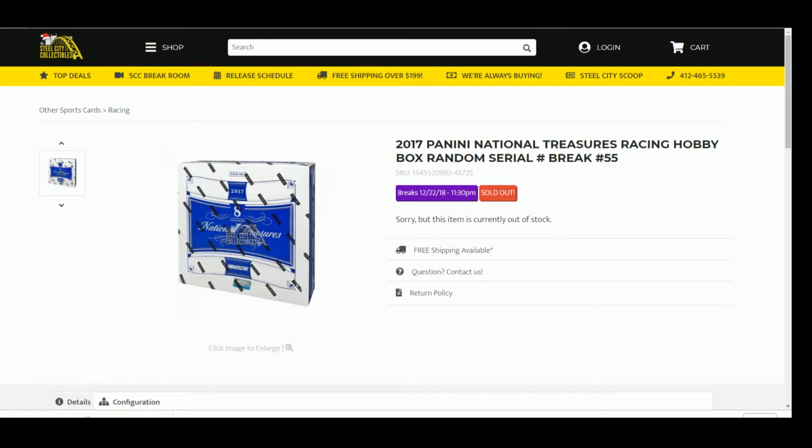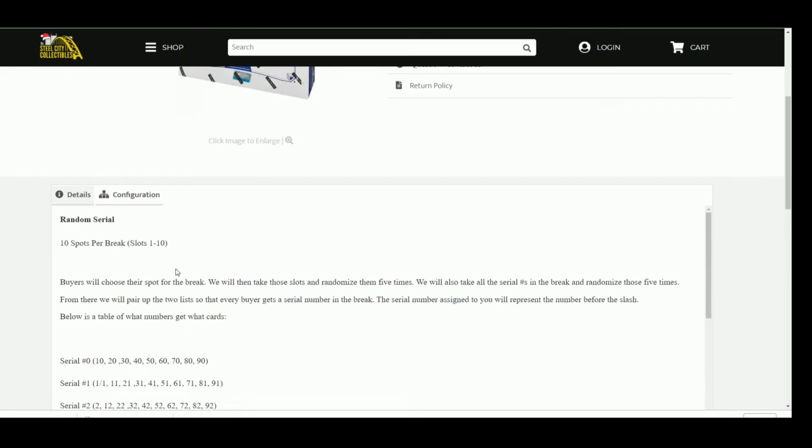All right, 2017 Panini National Treasures Racing Hobby Box, random serial number, group break number 55. 56 and 57 will be on the site for tomorrow. It's 10 spots, 1 through 10. Buyers will choose a spot for the break. We then take those slots and randomize them 5 times. We'll also take all serial numbers in the break and randomize those 5 times.